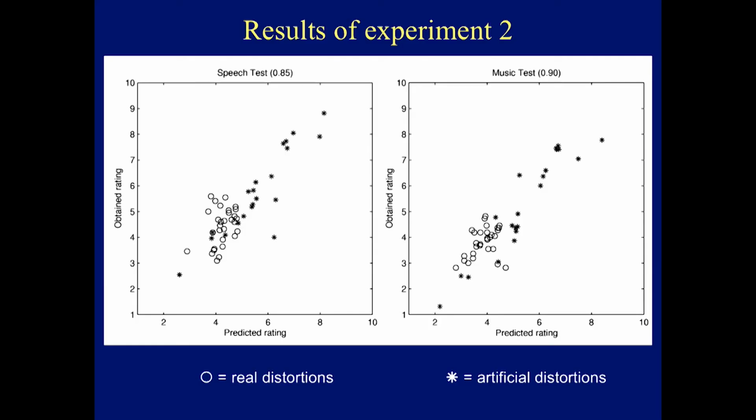And this shows the results. So the real distortions are shown by circles, the artificial distortions are shown by asterisks. The predictions here are not quite so good, but we're still doing pretty well. You'll notice that all of the real transducers get fairly low ratings, and that's partly because of their restricted frequency range. So even when they weren't overdriven, they still didn't sound that good because of their limited frequency range and imperfect frequency response.